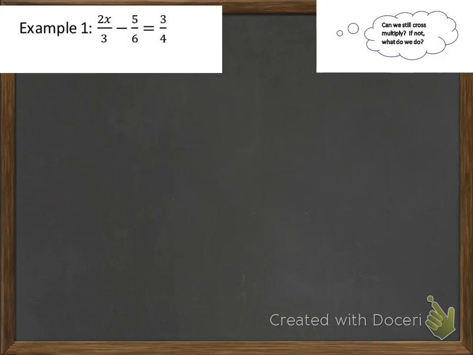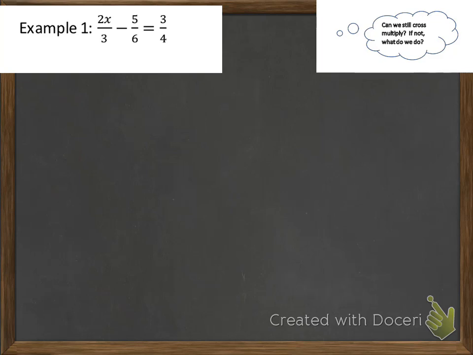So my first question to you is, can we cross multiply? In previous problems, we had something that looked like this: A over B is equal to C over D. Then we would simply cross multiply and solve. But is that what we have here? And the answer is no.